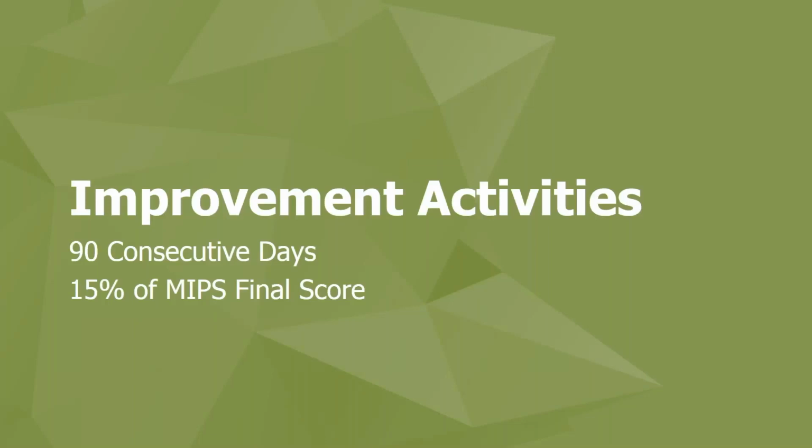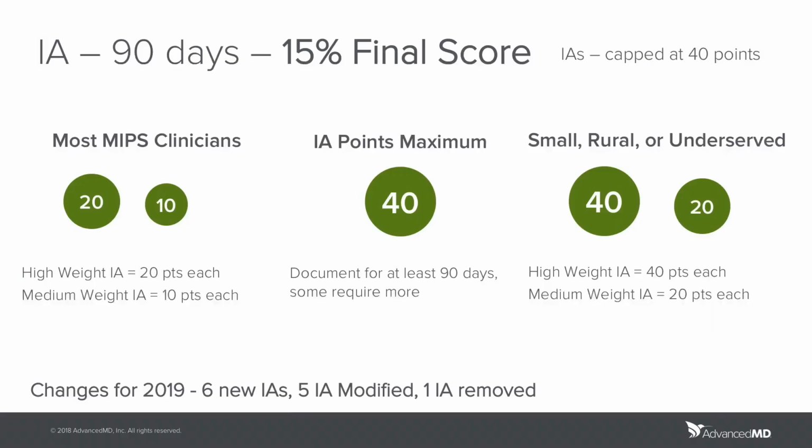Improvement activities hasn't changed a whole lot. It is 15% of your final score, and it is at least 90 consecutive days. It can be any 90 consecutive days during the year, and it can be the full year. In fact, some of the improvement activities are set up to be longer than just the 90 days.